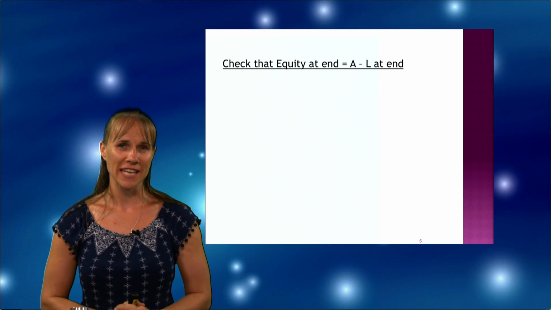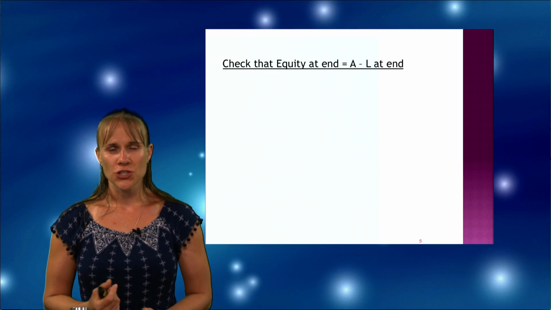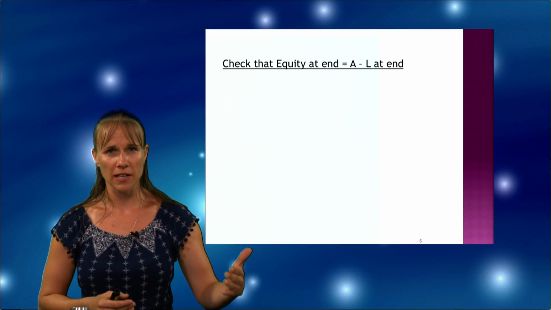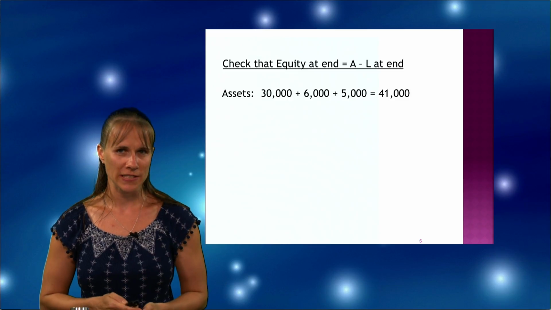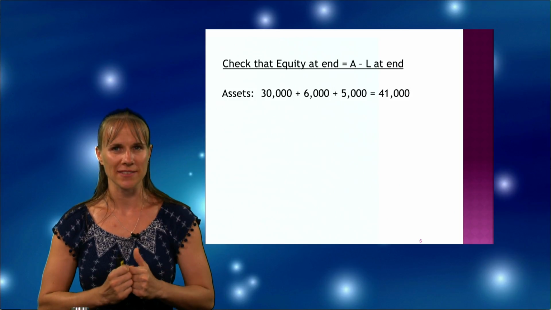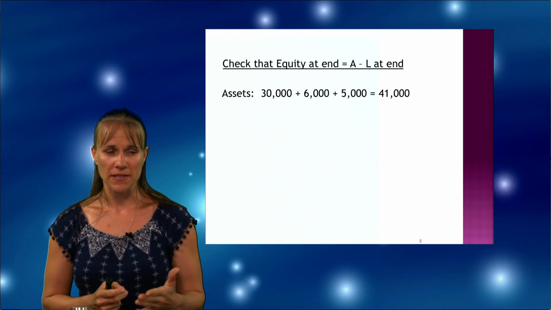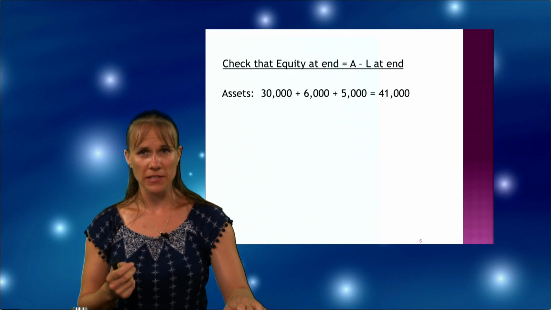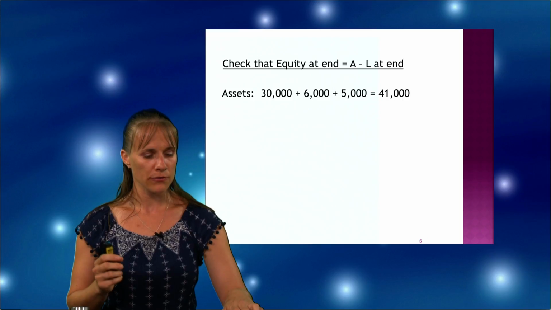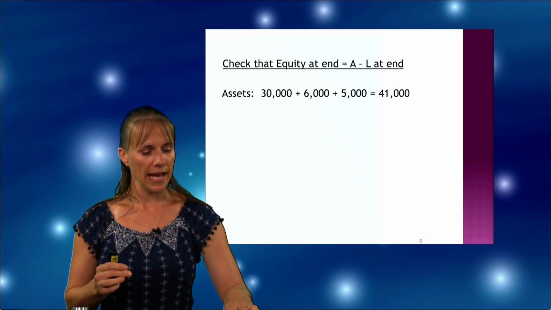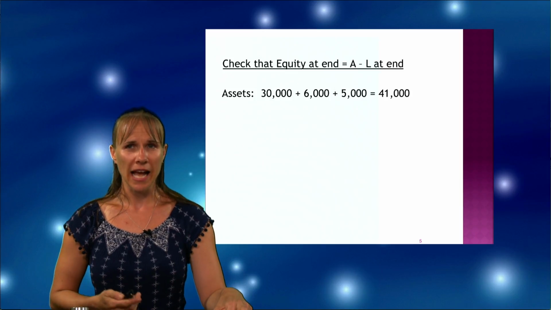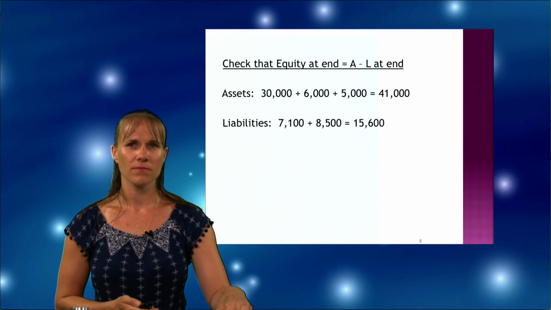So what we're going to do now is check that equity at the end does in fact equal assets minus liabilities at the end of the financial year. So what we want to do here is add up all of the assets that we were told about. So we take the $30,000 in cash, $6,000 in fixtures and fittings, and we had $5,000 in accounts receivable. So together, in total, assets come to $41,000.